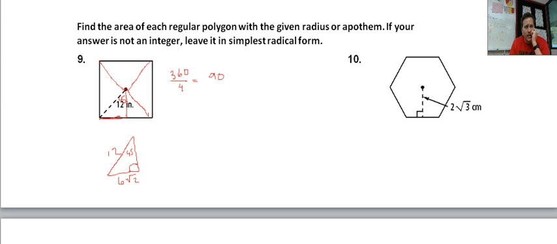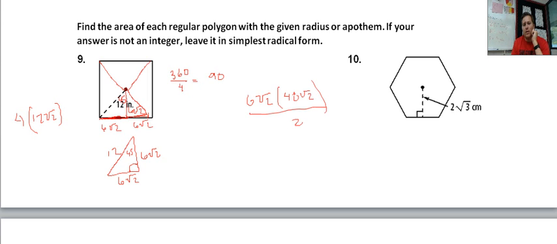So this side right here we said is 6 rad 2. And then this is also going to be 6 rad 2. So my apothem is going to be 6 rad 2. So remember, it's apothem times perimeter. So apothem is 6 rad 2. Well, I got to find the perimeter. Well, if this is 6 rad 2, this whole side is going to be 12 rad 2. So one of my sides is going to be 12 rad 2. And remember, I got to times this by how many sides. There are 4 sides. So my perimeter is going to be 48 rad 2.